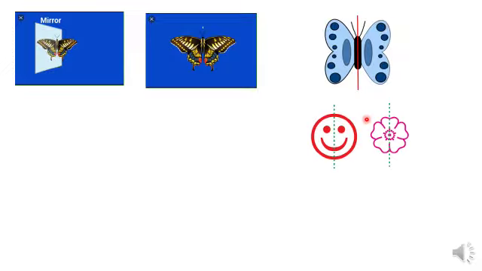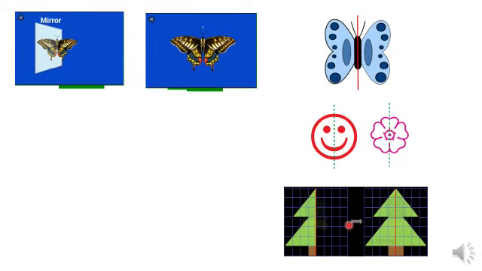Let us see some more examples on this. A smiley face and a flower, if we fold them from the middle, we get two halves that exactly match each other. So now we understand the meaning of mirror image. Symmetry means one part is the mirror image of the other. Now look at this. If you are asked to draw the mirror image of this part, you can easily draw the mirror image.